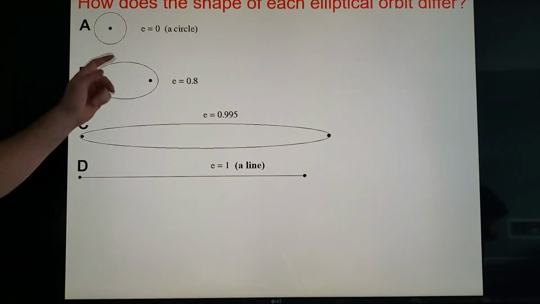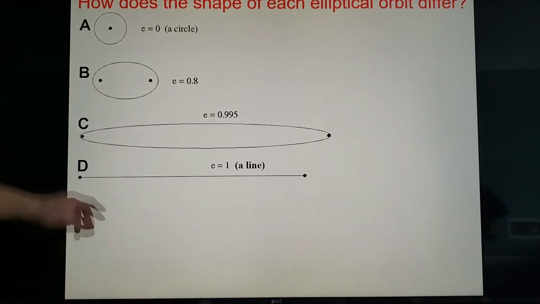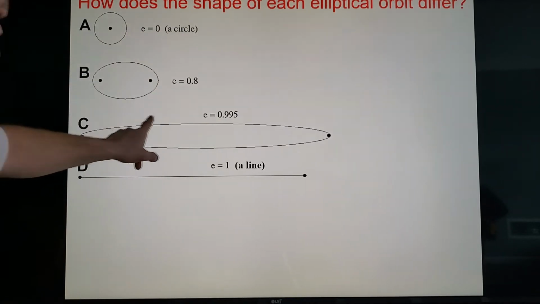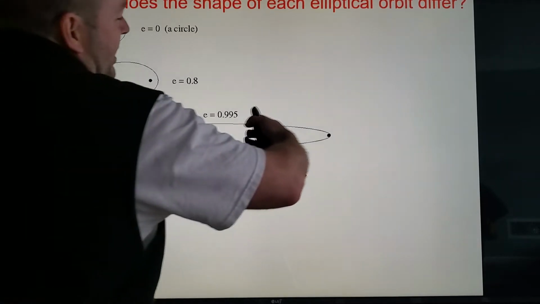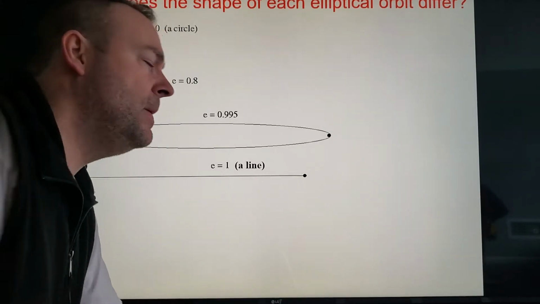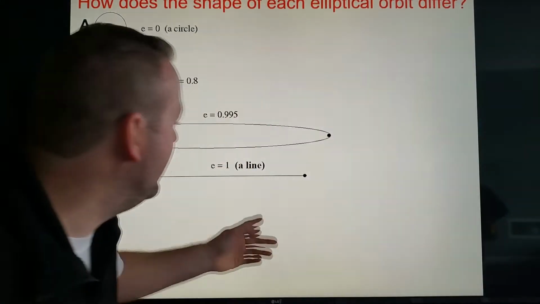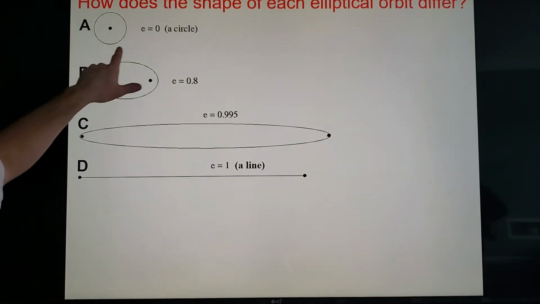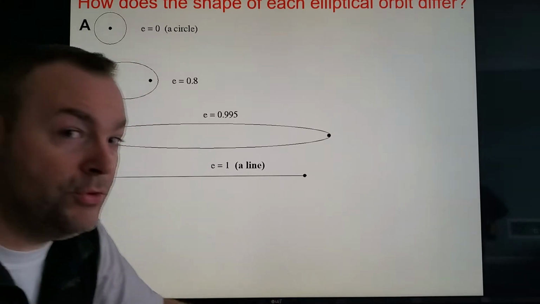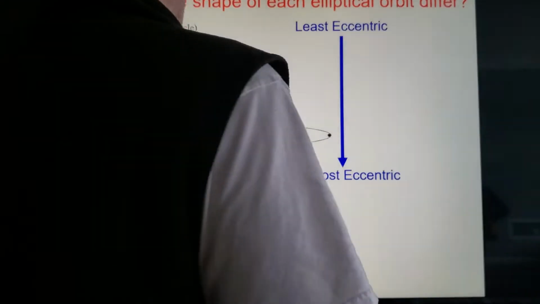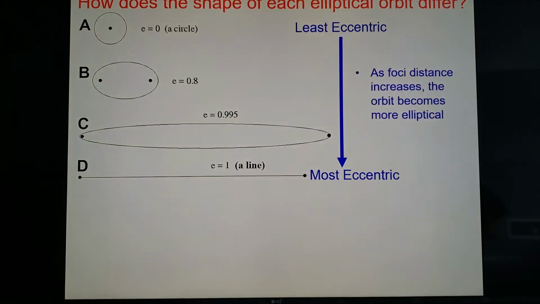Okay? Here it is spelled out. There's a 0 eccentricity. That's a circle. 0.8 looks crazy oval shaped. 0.9995. And if we stretched it even more, it would become a straight line. So a line has an eccentricity of 1. There is no planet with an orbit of an eccentricity of 1. In fact, most planetary orbits you'll see on the chart are closer to 0 than any of these on here. Least eccentric to most eccentric going down. As the focal distance increased, so did the eccentricity.